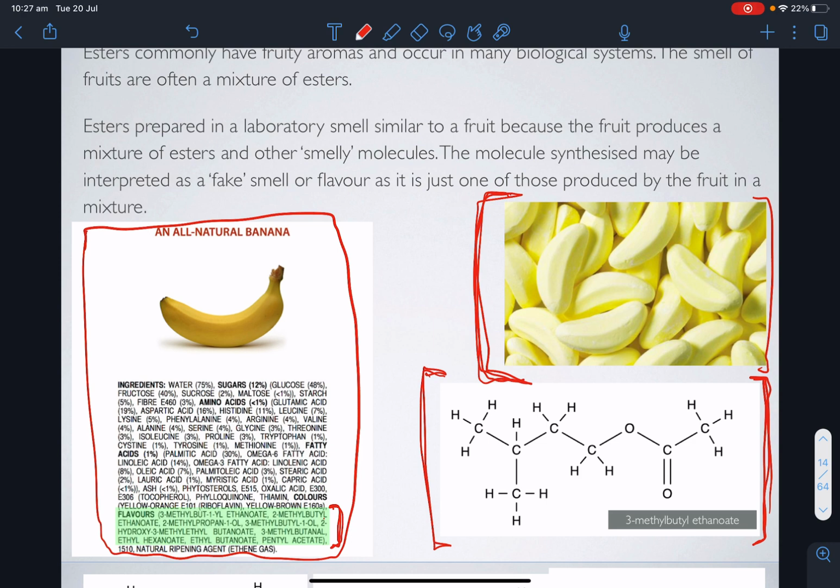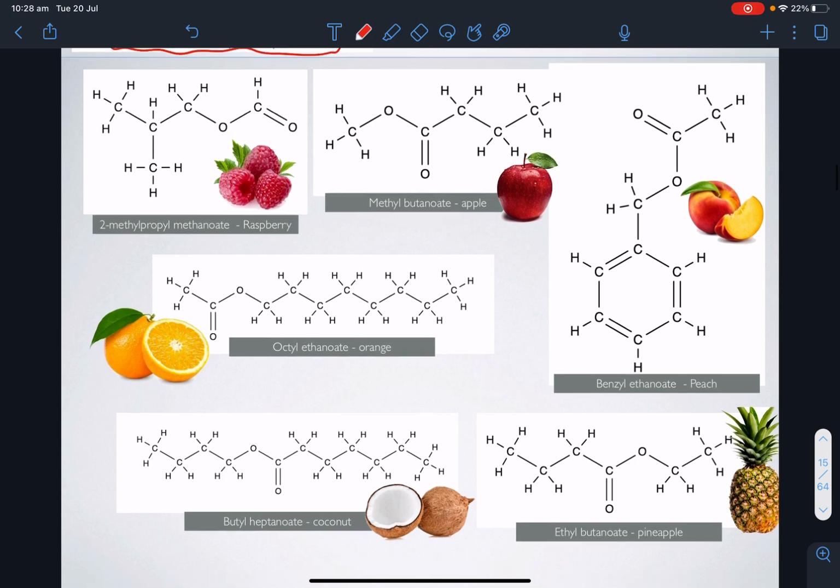So that's why lollies and all that tend to be kind of like the fruit, but just a little bit fake. What it actually is, it's just a little bit simplified. It's just one of the esters that occurs naturally in the fruit that we just put in the flavoring because we only want to make one to keep it simple. All right, let's keep going.